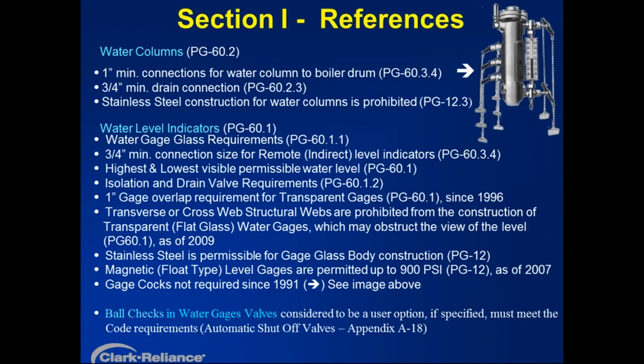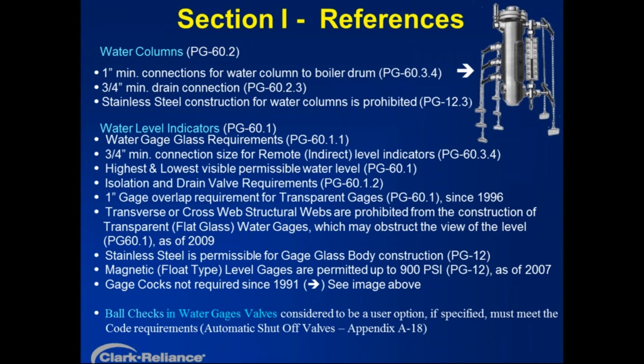This next slide is quite busy. I'm not going to get into a lot of detail in each of these things, but what I've done here for all of the readers and participants today is highlight the subsections within section 1 of the code where you can find these details if you have a specific question. If you're installing a water column on a boiler, those first references are identifying the minimum pipe sizes for the vessel connections and the drain piping.